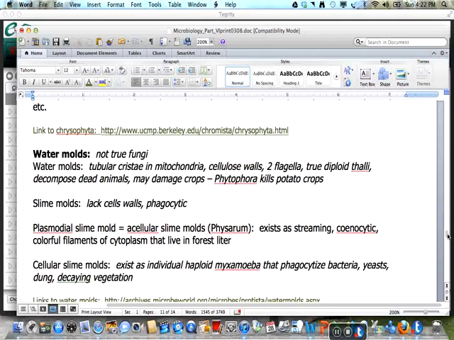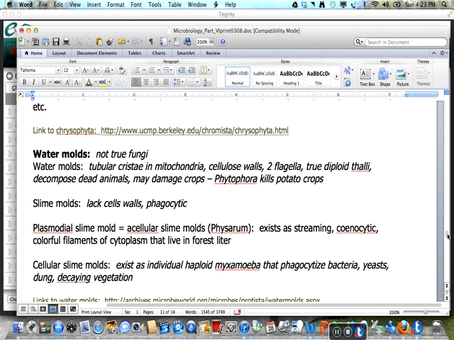The water molds are not true fungi. They have tubular cristae in their mitochondria, cellulose walls, and two flagella. They have a true diploid thalli. They can decompose dead animals and may damage crops. Phytophthora kills potato crops. The slime molds lack cell walls and are phagocytic.